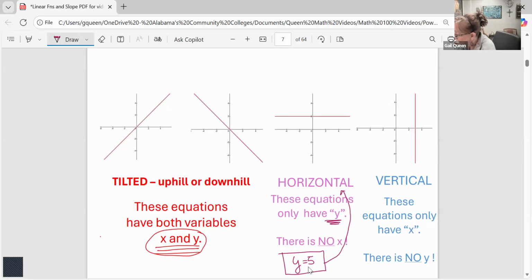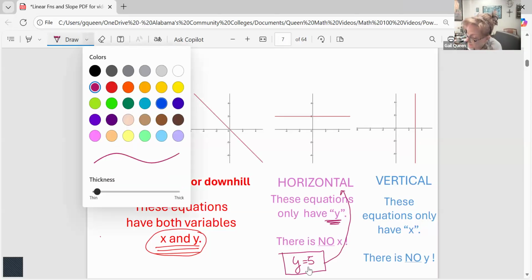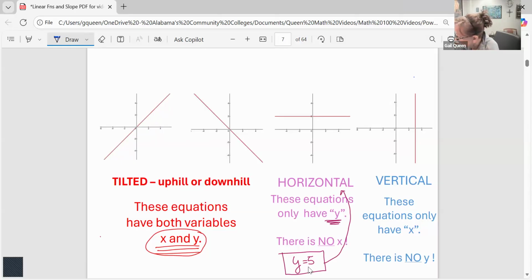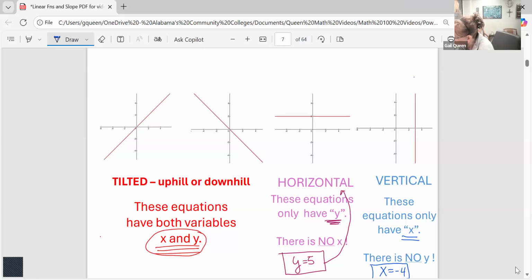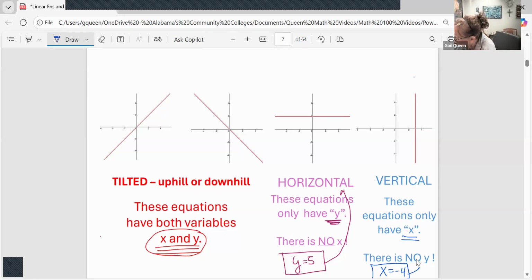Okay. Horizontal lines only have y. There's no x involved. Vertical lines, similarly, only have an x. So if you have an equation and you've looked at the equation and all of the variables in the equation are to the first power, then you have a linear equation. So my little equation here is linear, but there's no y in the equation at all. All I have is an x. So when you have x only, it is a vertical line. Okay. So we can tell right away what kind of line we have: tilted, horizontal, or vertical.